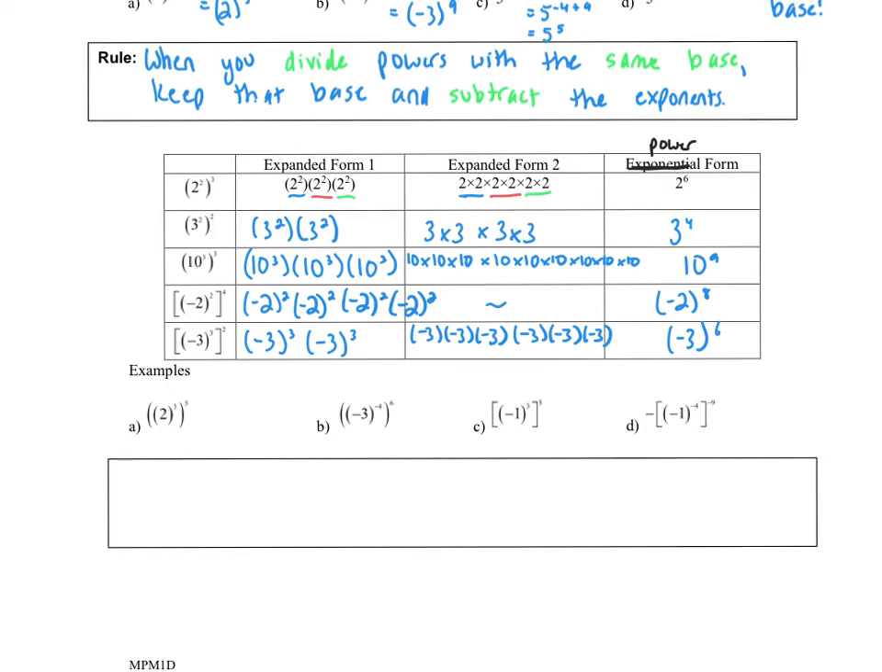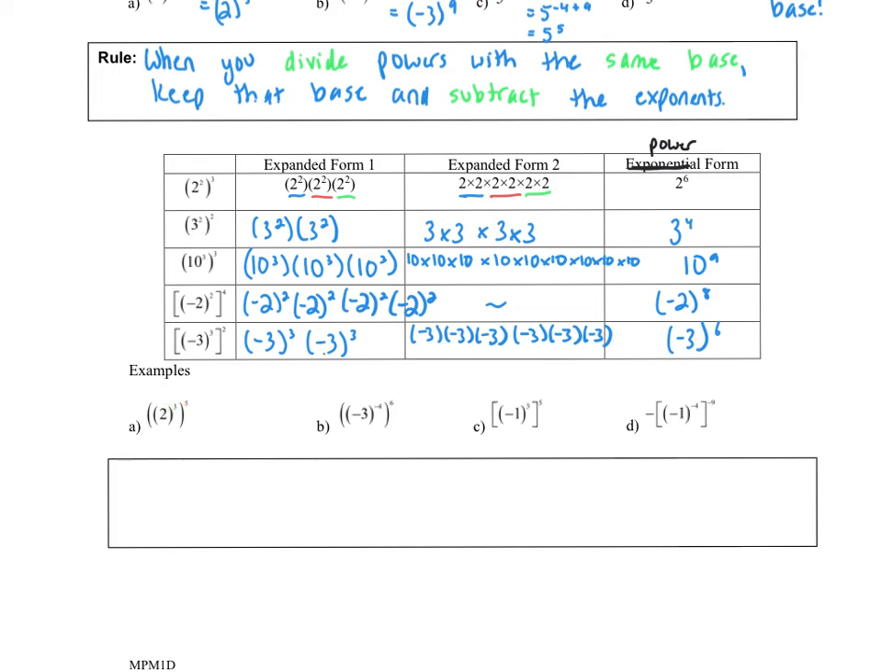So take a look, see if you can make the connection between the two exponents and the exponent written as a single power, and you should see that we multiply the two exponents. So 2 times 3 gives us 6. 2 times 2 is 4. 3 times 3 is 9. 2 times 4 is 8. 3 times 2 is 6. So now let's apply that rule to these examples here.